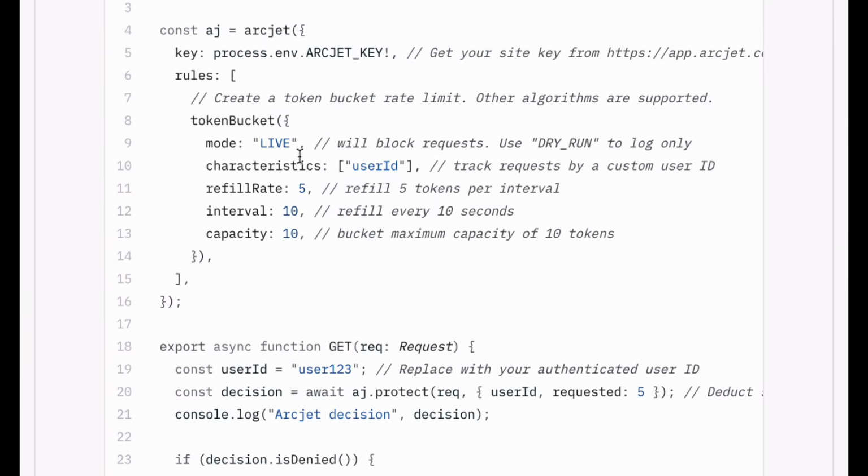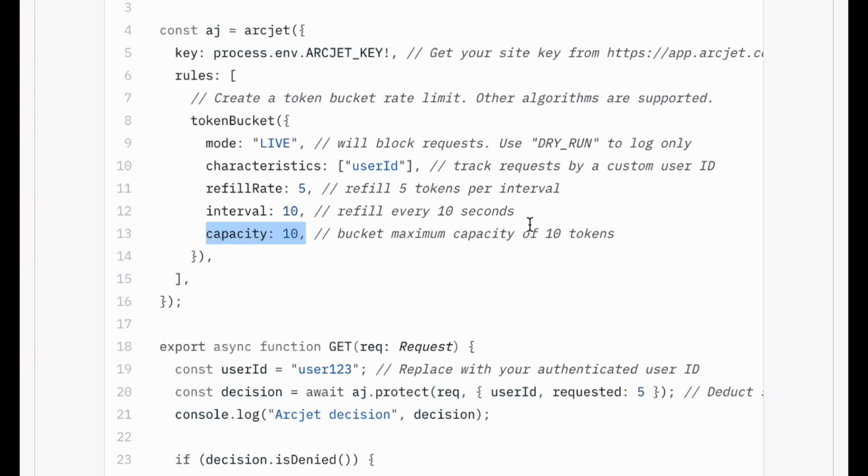Now inside the rate limit feature, if you see, you can change this mode to live or dry run. Then you have to pass the unique user ID every time. The refill rate is nothing but how many tokens you want to refill after a certain amount of time, and the maximum capacity of that token bucket.